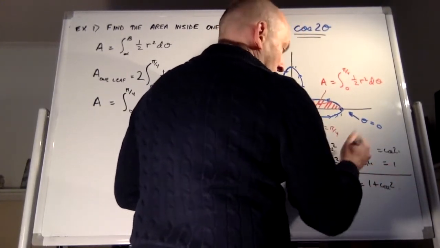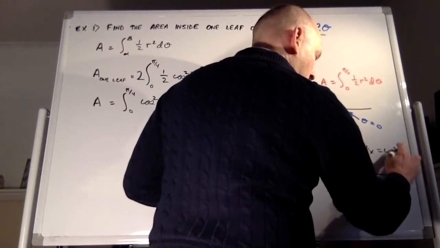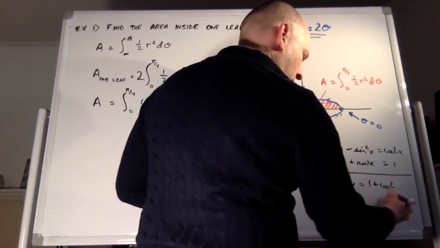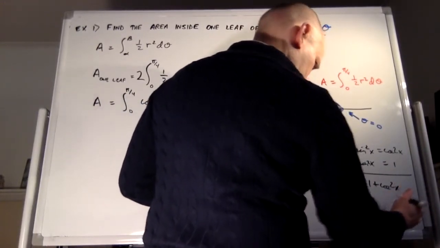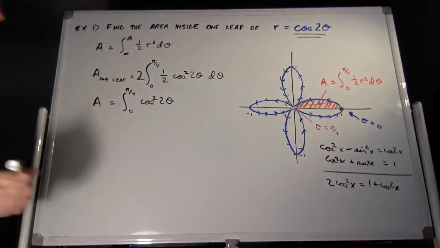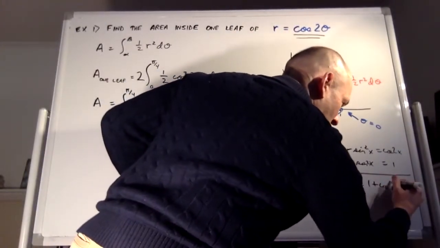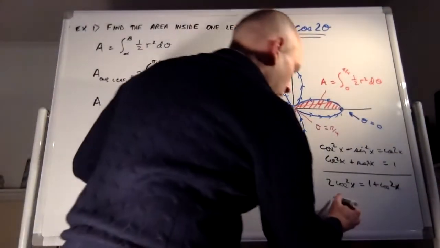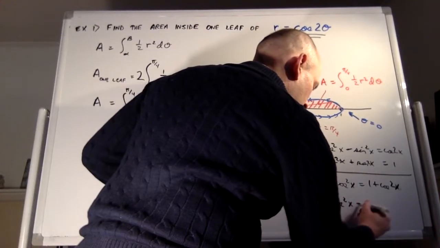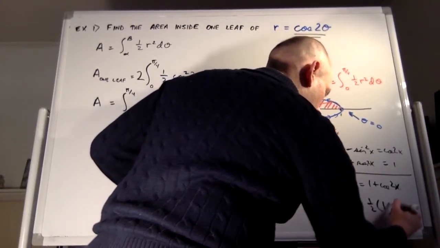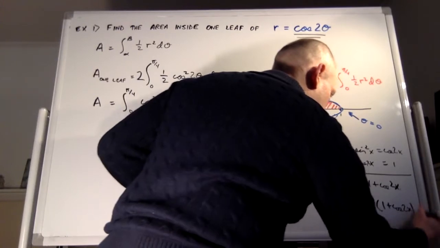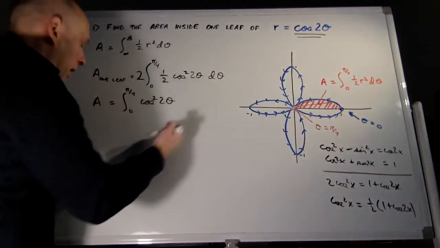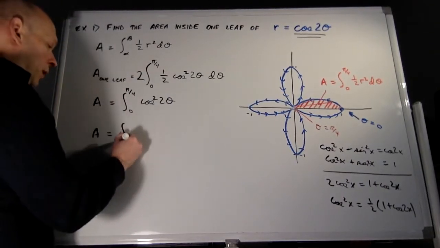So let's call it x. Cosine squared x minus sine squared x equals cosine of 2x. Cosine squared x plus sine squared x equals 1. So 2 cosine squared x equals 1 plus cosine 2x. So I know this is my relationship, and I also know that cosine squared x is equal to 1/2 times 1 plus cosine 2x. And that's typically what we would replace if I had a cosine squared of x. But here I have a cosine squared of 2 theta. So what I'm going to replace that with is this.